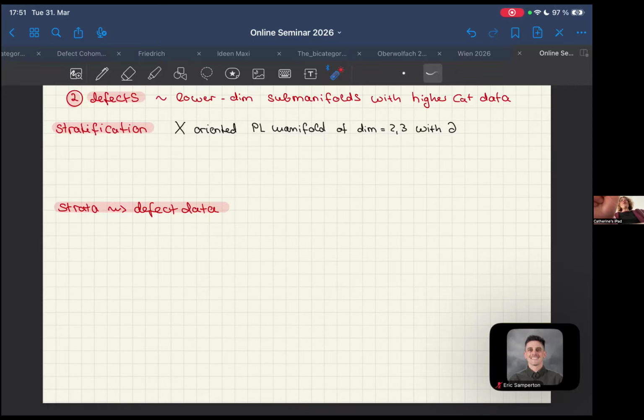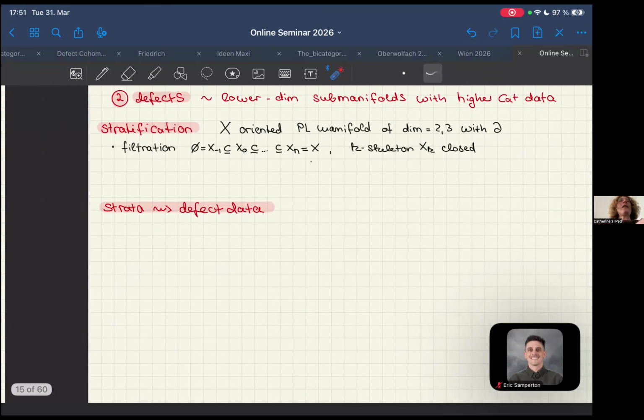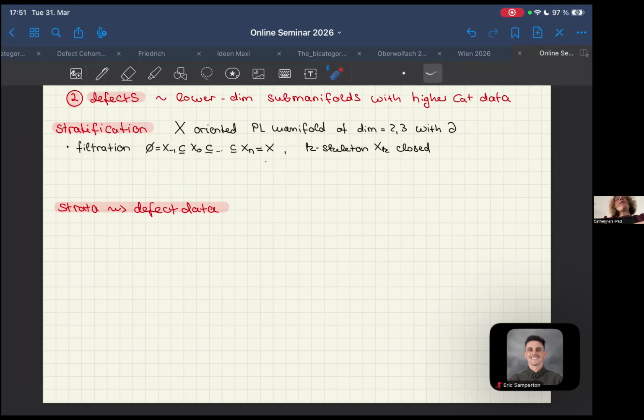In this setting, our notion of stratification is the following. A stratification is always a filtration by certain subspaces. So we have one for each dimension, X0, X1, and so on, and then it stops at Xn, where n is the dimension of the manifold. So if we're in dimension 3, we stop at X3. If we're in dimension 2, we stop at X2. All these subspaces are called the skeleta, and they're supposed to be closed. That's not yet a stratification, that's a filtration, and a stratification is a filtration subject to more conditions.